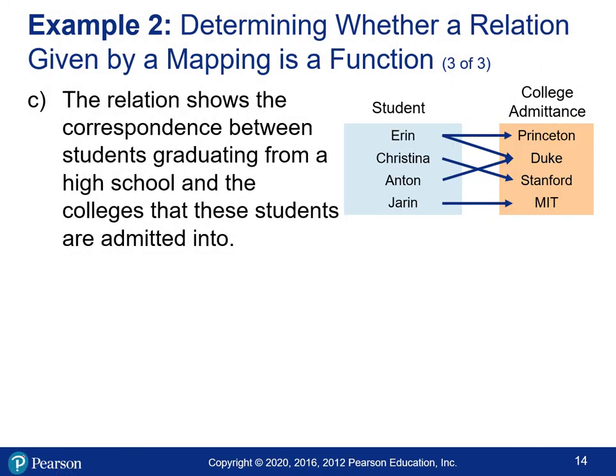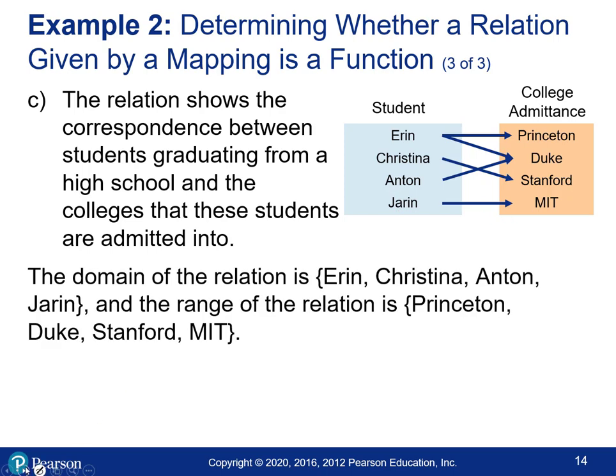How about this one? This is a correspondence between students graduating from high school and the colleges that these students are admitted into. So take a look at this and then think about if this is a function or not. So Aaron was admitted to Princeton and Duke. Christina was admitted to Stanford, Anton was admitted to Duke, and Jaron was admitted to MIT.